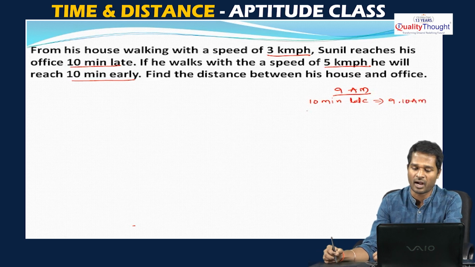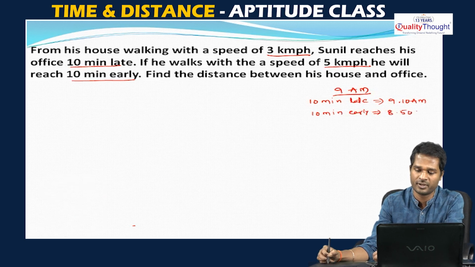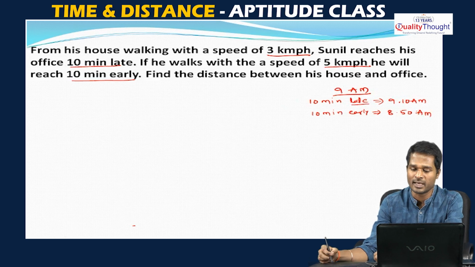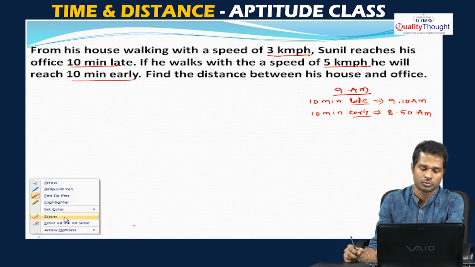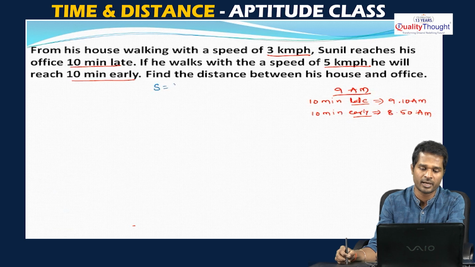If I reach the office 10 minutes early, that means 9 minus 10, that is 8:50 a.m., is the time I reached the office. So 10 minutes late means add the time to the original time. 10 minutes early means subtract the time from the original time. So we will use this to solve the question. Let's see. So S is equal to d by t.